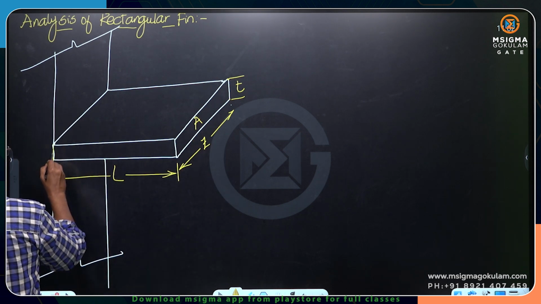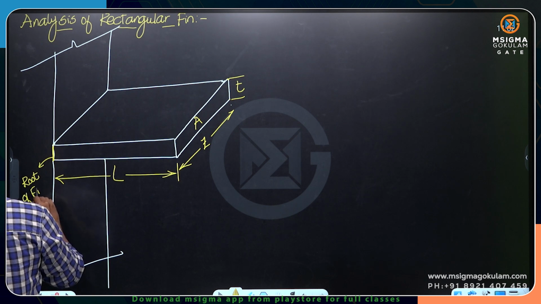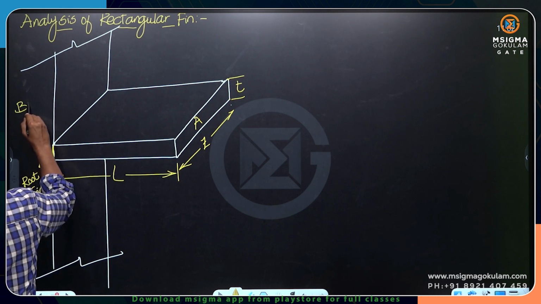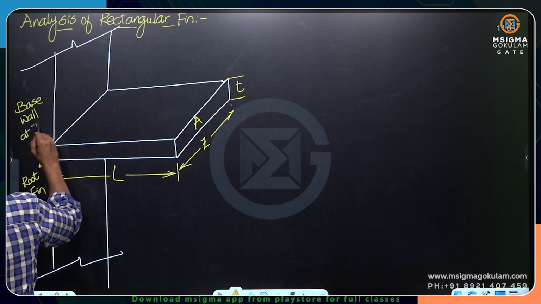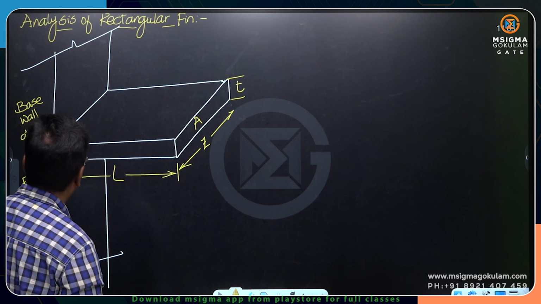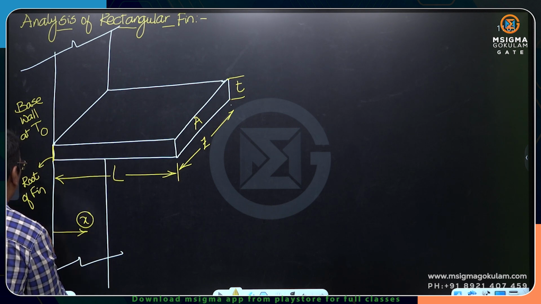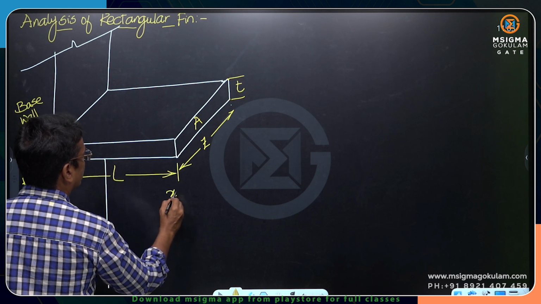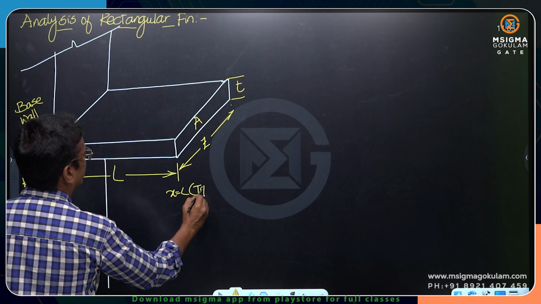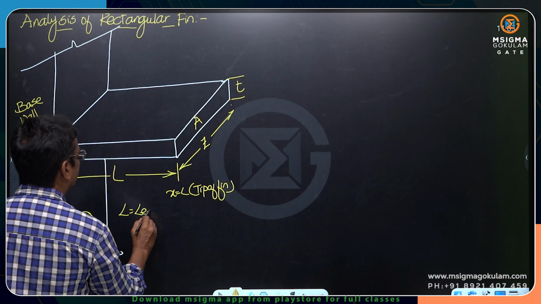This location of the fin is called the root of the fin. This is called the base wall. This is the x direction. Here, this is the end of the fin or tip of the fin. X is equal to L. This is called the tip of the fin. L is the length of the fin.